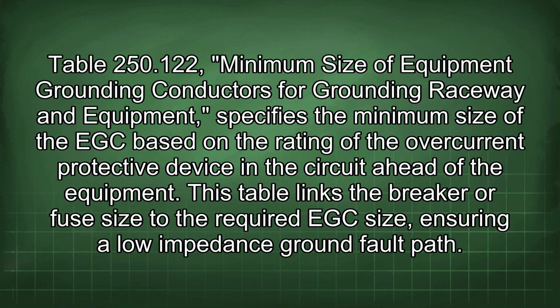Table 250.122, minimum size of equipment grounding conductors for grounding raceway and equipment, specifies the minimum size of the EGC based on the rating of the overcurrent protective device in the circuit ahead of the equipment. This table links the breaker or fuse size to the required EGC size, ensuring a low impedance ground fault path.